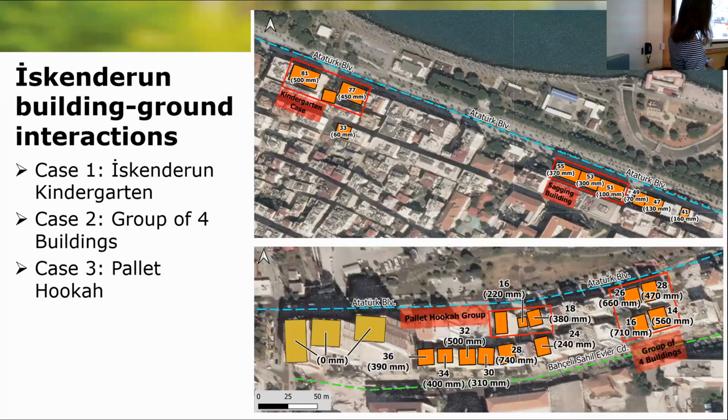So I'm going to focus on 3 cases in Iskenderun of building ground interaction that we saw. I'm going to start with this case up here. We call it the kindergarten case because this building here is the Iskenderun kindergarten, located along the historic shoreline, so not on fill. Then I'll move down to this group of 4 buildings. These are residential commercial buildings, and then the Palette Hookah group, which this restaurant in the middle is called Palette Hookah. So I'll be focusing on these 3 and kind of building our observations from these 3 groups of buildings.